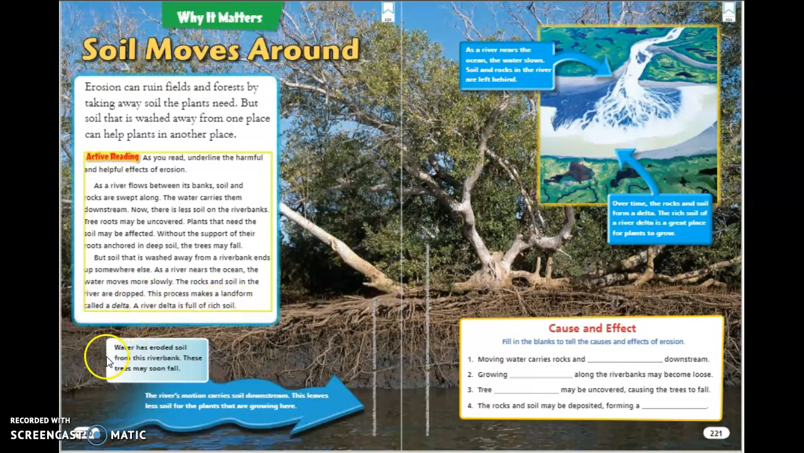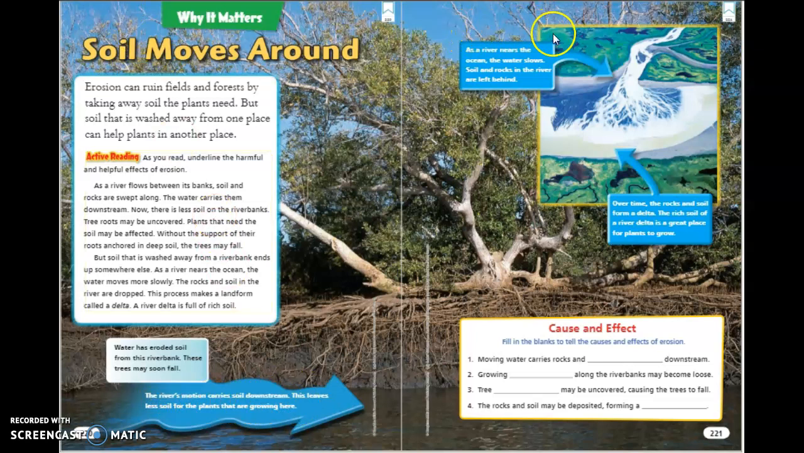Now let's look at the text feature on the bottom of page 220. Water has eroded soil from the riverbanks. These trees may soon fall. The river's motion carries soil downstream. This leaves less soil for the plants that are growing here.